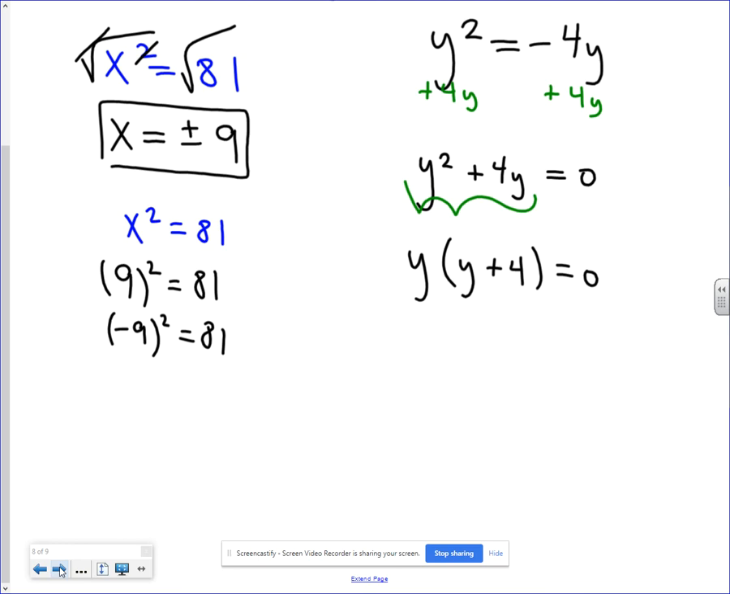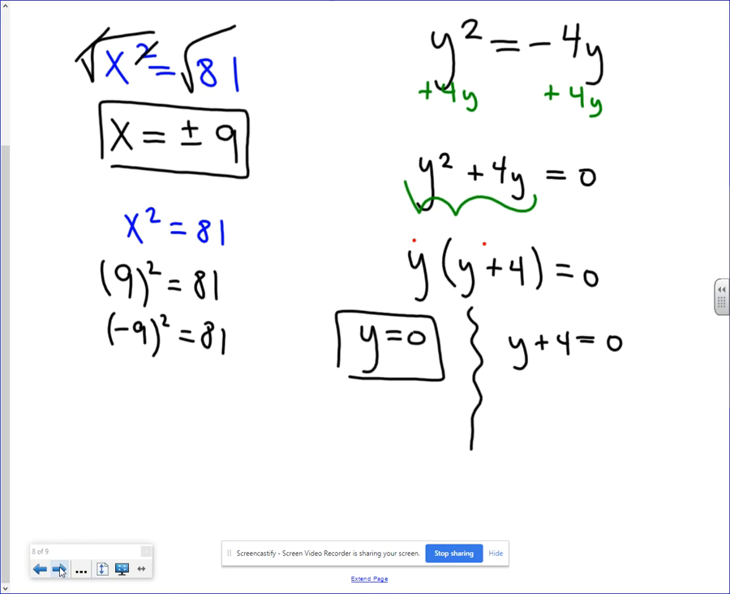Since we have y times this, and that's equal to 0, that means one of these is equal to 0. So what we do is we set y equal to 0 and y plus 4 equal to 0 to find our solutions. So one of the solutions is y equals 0. The second solution would be, subtract 4 on both sides, y equals negative 3.